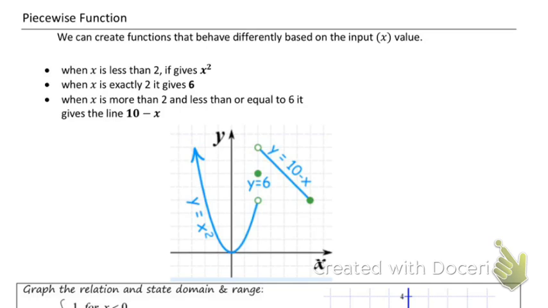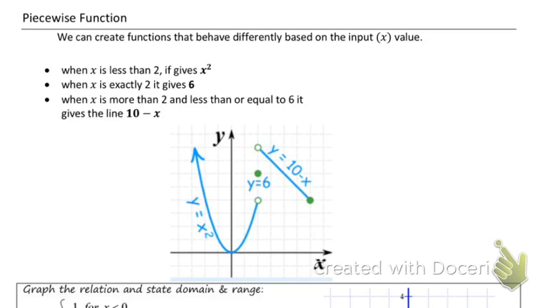So in other words, we say when x is less than 2, we're going to graph x squared. So we'd find x equals 2, and anything to the left of it will be our x squared graph. Then it says if x is exactly 2, we're going to plot 6. Well, that means at 2, there's going to be a point at 6. Finally, it says if x is bigger than 2, we are going to graph 10 minus x.